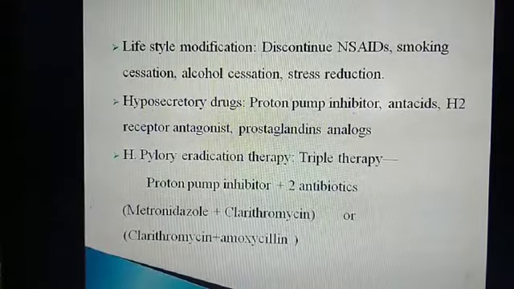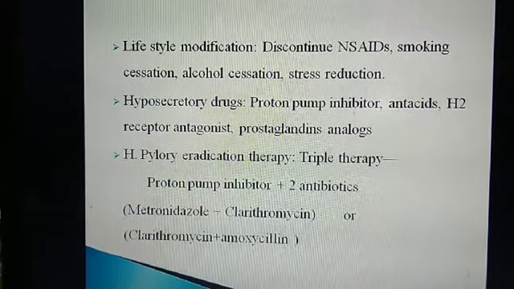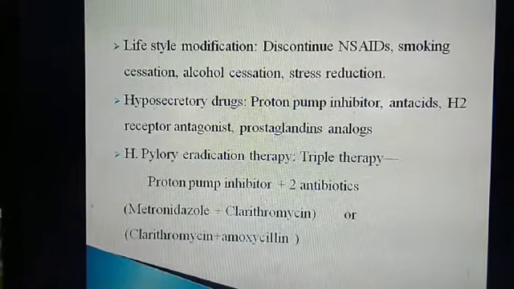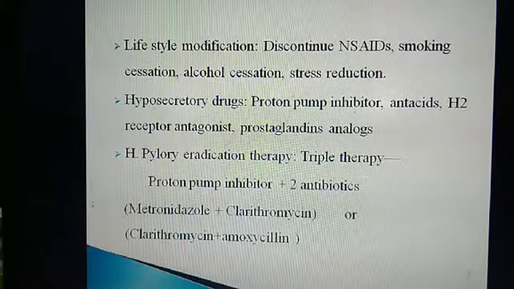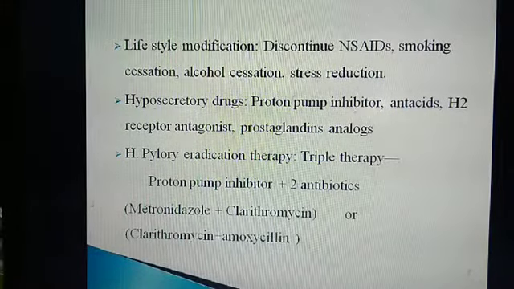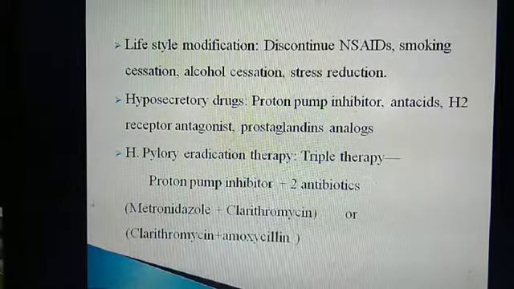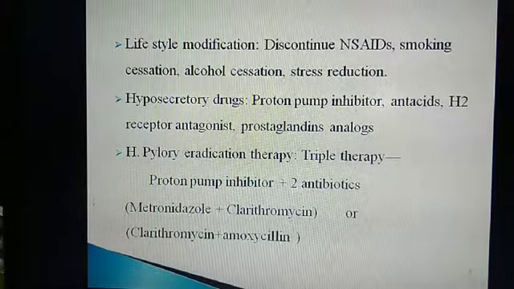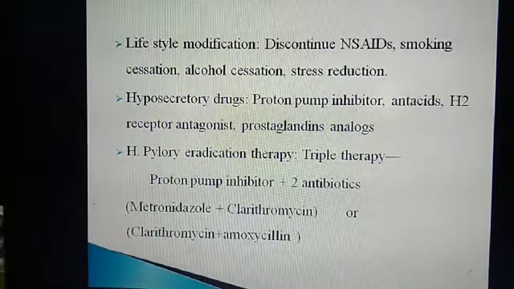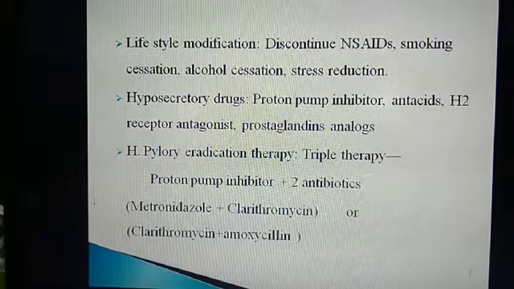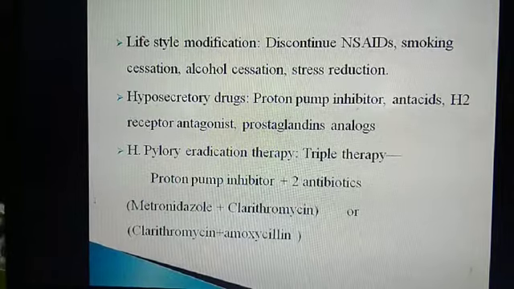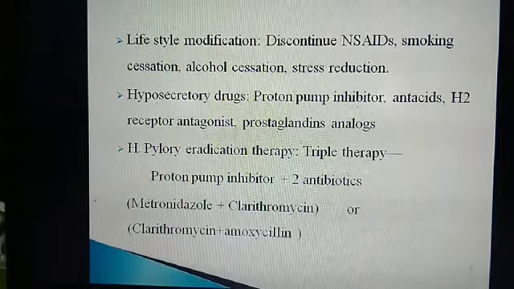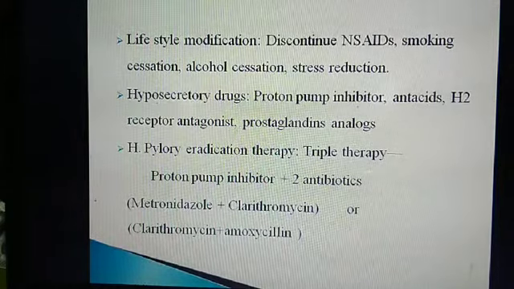Then hyposecretory drugs. There are some agents which can decrease the acid secretion in the stomach, and not only acid but also enzymes. For example, proton pump inhibitors like omeprazole and rabeprazole, they will decrease the generation of protons, thereby acid production will be minimized. Then we can use antacids directly.